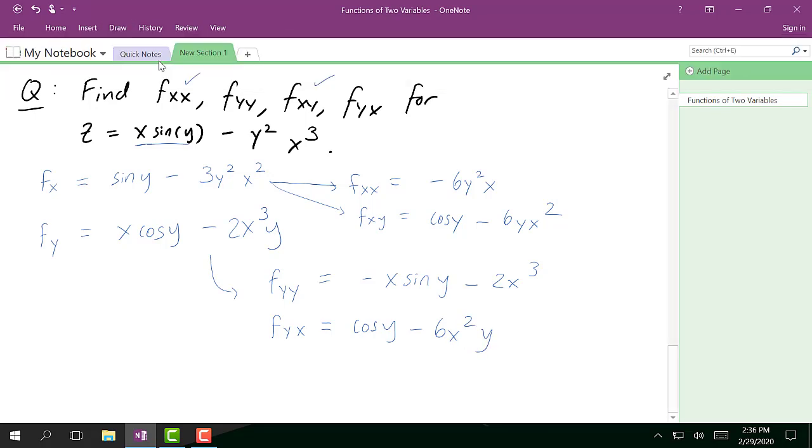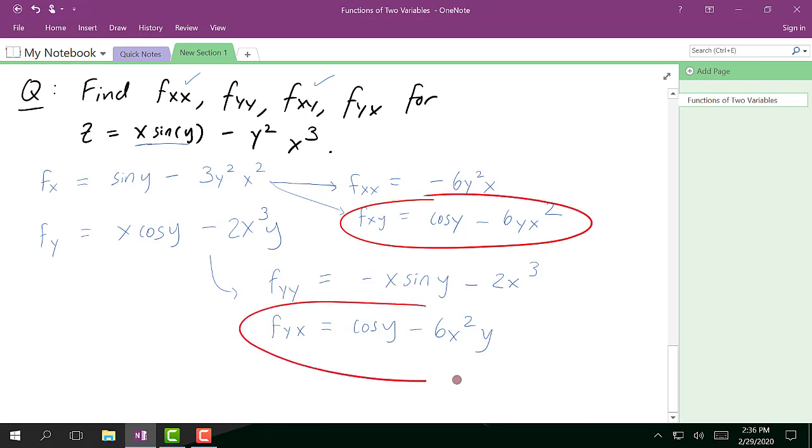There's something you should be able to notice between fxy and fyx, and that is that they are equal. I wrote it a little bit differently, but again, we talked about this not too long ago: under suitable assumptions, these partial derivatives are going to be equal.